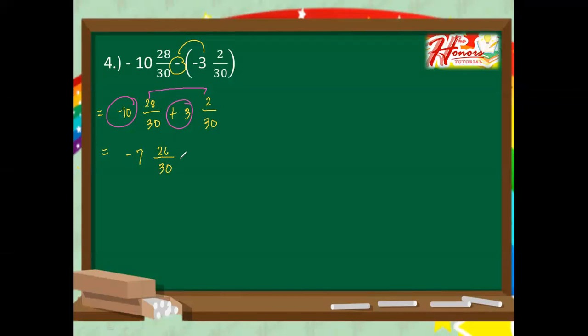Is this the final answer? No, it's not. It is because 26 and 30 can still be divided by 2. Please set aside negative 7 or copy it. So we have here negative 7 and then 26 divided by 2, that's 13. 30 divided by 2, that's 15. And this is the final answer, negative 7 and 13 over 15.